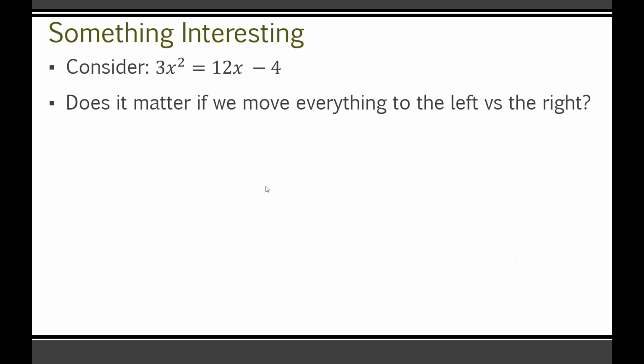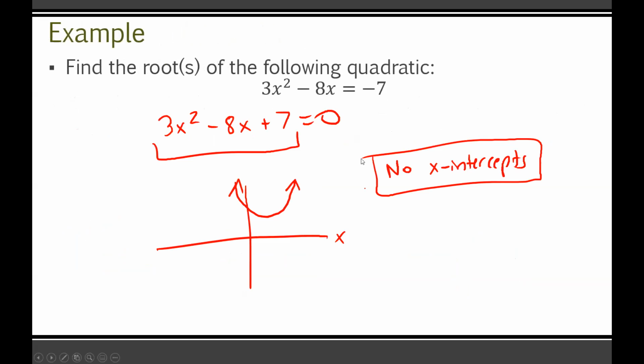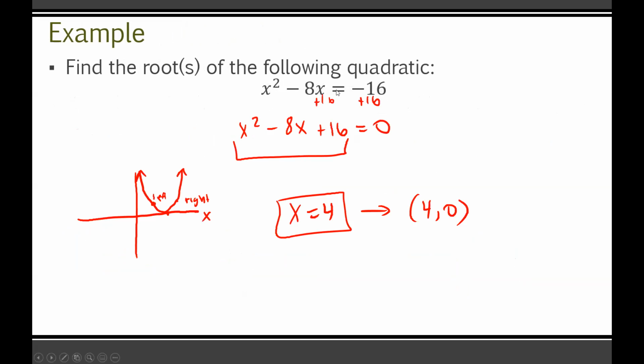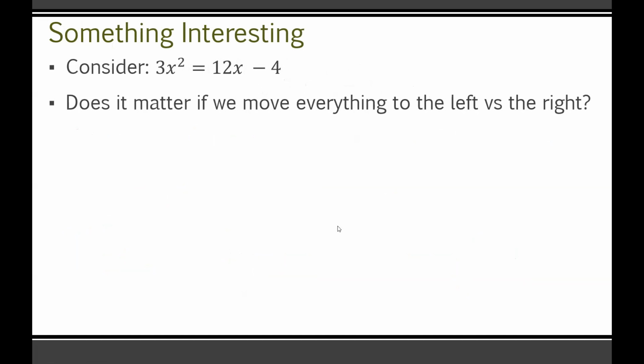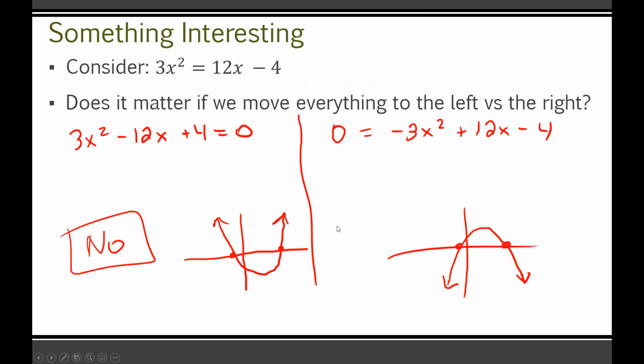So in other words, if you look back at some previous questions we did, if maybe on this one you're like, oh, I moved everything to the right side and I still got no x-intercepts. Or if you looked at this other one, you're like, oh, I moved everything to the right side, but mine was flipped upside down, but I still got the same x-intercept. Well, that's the point. Your x-intercepts will not change. It's not that we're looking for a vertex in this case. This definitely would affect the vertex, don't get me wrong, but it won't affect the x-intercepts, right?